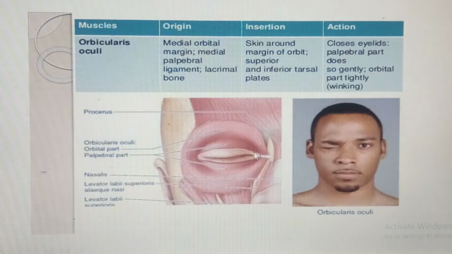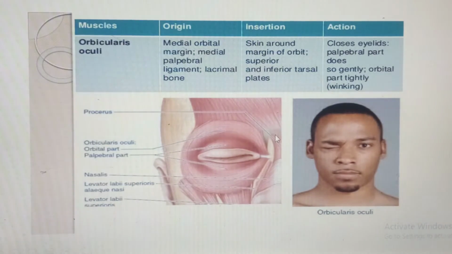Then by way of insertion, it will be inserting around the skin, around the margin of the orbit. So the skin around the margin of the orbit, together with what we call the superior and inferior tarsal bones. We also give that kind of insertion point to it.